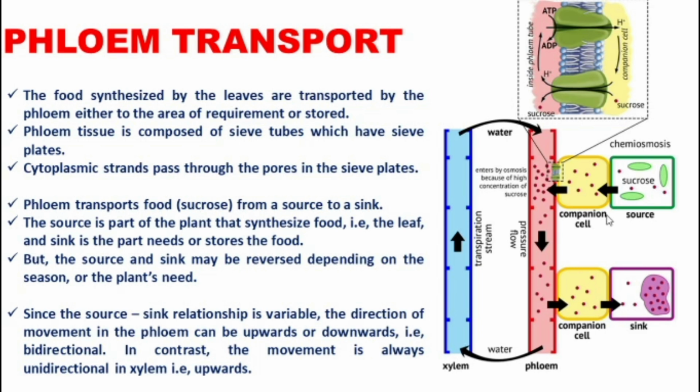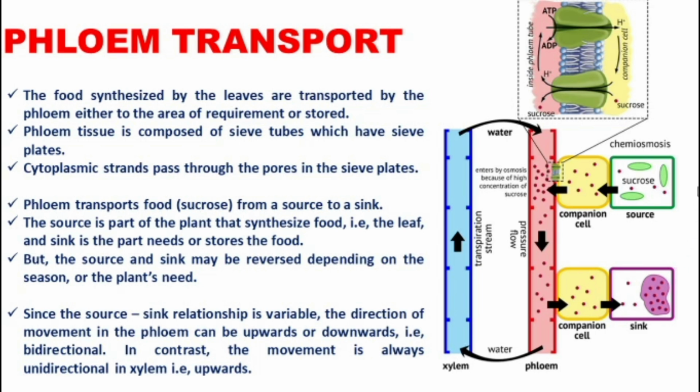So here, the source is the leaf. Sink means where the material is stored or otherwise required. The source is the part of the plant that synthesizes food, that is the leaf, and the sink is the part that needs or stores the food. But the source and sink may be reversed depending on the season or the plant's need. So it purely depends upon the plant's need and the season.